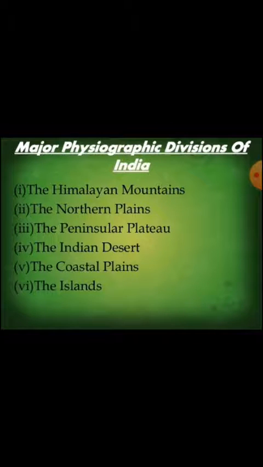Major physiographic divisions of India. First are the Himalayan mountains, second the northern plains, then the Peninsular Plateau, the Indian Desert, the coastal plains and islands.